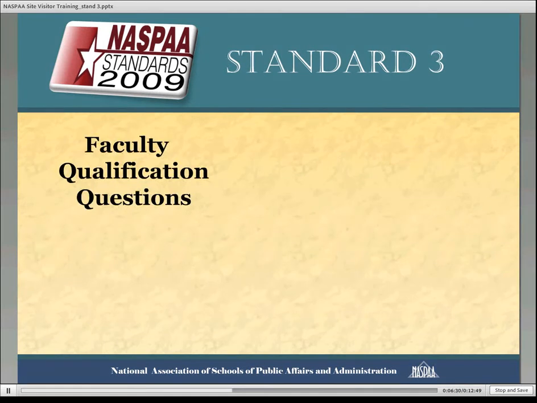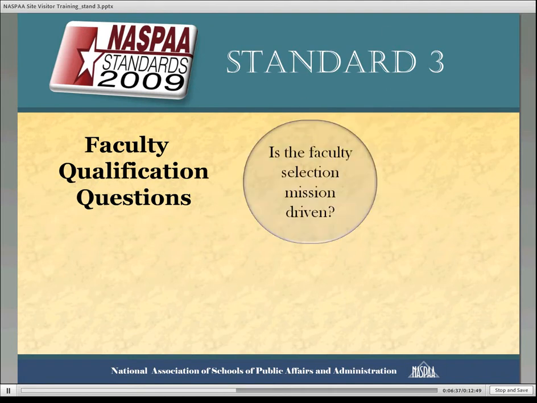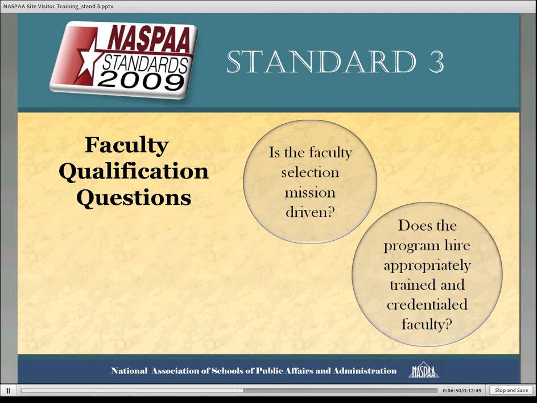Now we can take a look at faculty qualification questions that the site visit team member might wish to investigate. First is whether or not the faculty selection is mission driven. And that ties back to standard 1 about following the program's mission, and whether or not faculty are chosen for that reason. And does the program actually hire appropriately trained and credentialed faculty members? And that could be demonstrated through the records of their vitas and so forth.